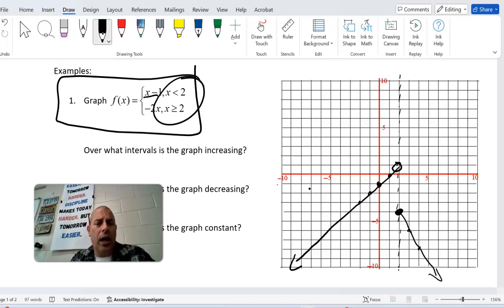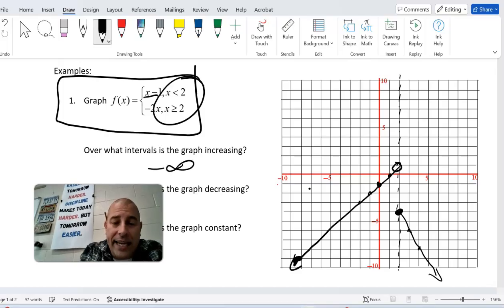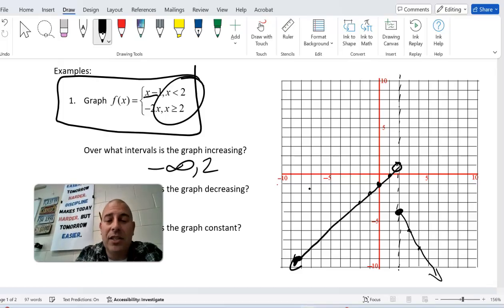Now, where are we increasing? You've got to be careful here because don't let the arrows throw you off. Remember, increasing is when you're on a graph and you're going left to right. What's it doing? As I go from the left side to the right side, we are going up. So over what intervals is the graph increasing? Well, from -infinity to 2. That's where it's increasing. Now, open circle there, so yep, we're going to use our parentheses here.